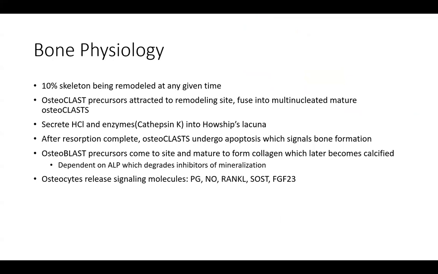Removal and replacement of bone occurs throughout life, and about 10% of your skeleton is being remodeled at any given time. We have osteoclast precursors that get attracted to a remodeling site, and they fuse into this multinucleated mature osteoclast that secretes hydrochloric acid and enzymes like cathepsin K. And after resorption is complete, these osteoclasts undergo apoptosis, and that signals new bone formation. These osteoblast precursors will come to a site and mature to form collagen that later becomes calcified. And all these signaling molecules get released in the process.